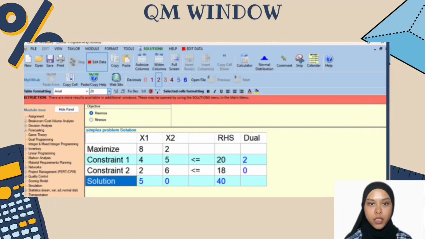For the QM result, the optimal solution is x1 equals 5 and x2 equals 0 with a maximum value of Z equals 40. This means only x1 is used to achieve the maximum profit. The result is consistent with the simplex method calculation.